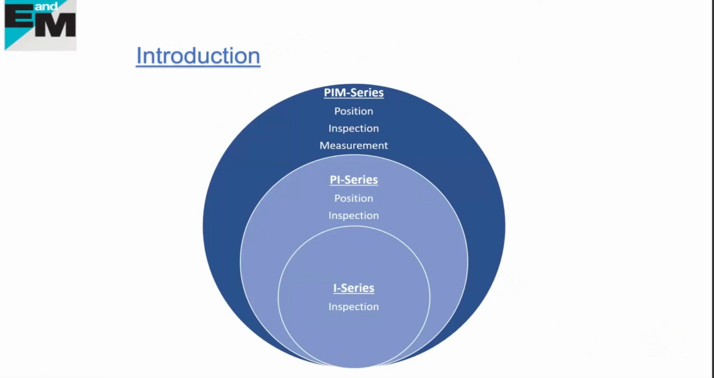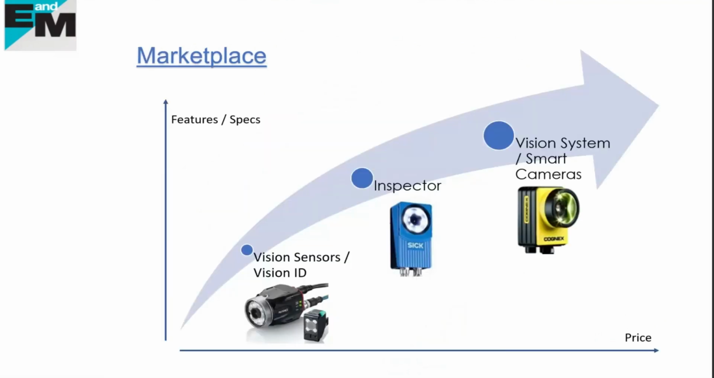So Inspector is a 2D vision sensor from SICK, which is divided into 3 categories: the I series for inspection, PI for position inspection, and PIM for position inspection and measurement. And in my live demo, I'll be explaining all the PIM tools. So this is the machine vision graph, which is divided into 2 categories: vision sensor and vision cameras. So that's where Inspector comes into the picture by bridging the gap between the two, by providing features which are equivalent to a vision system, but at a fraction of the cost.